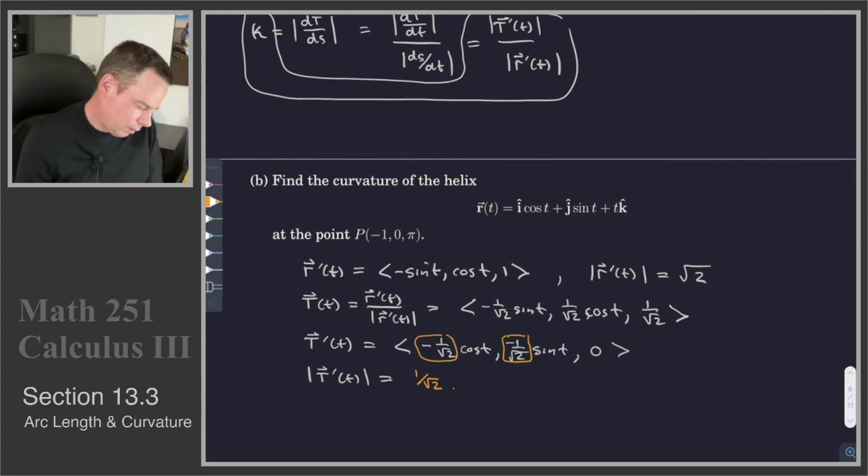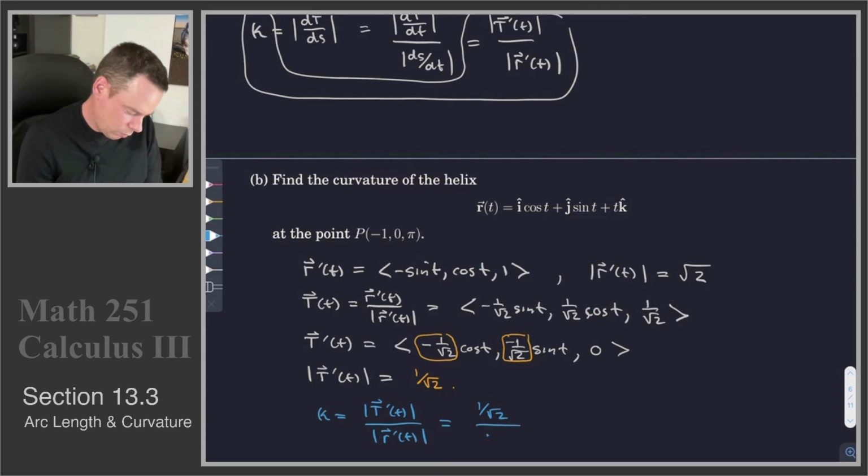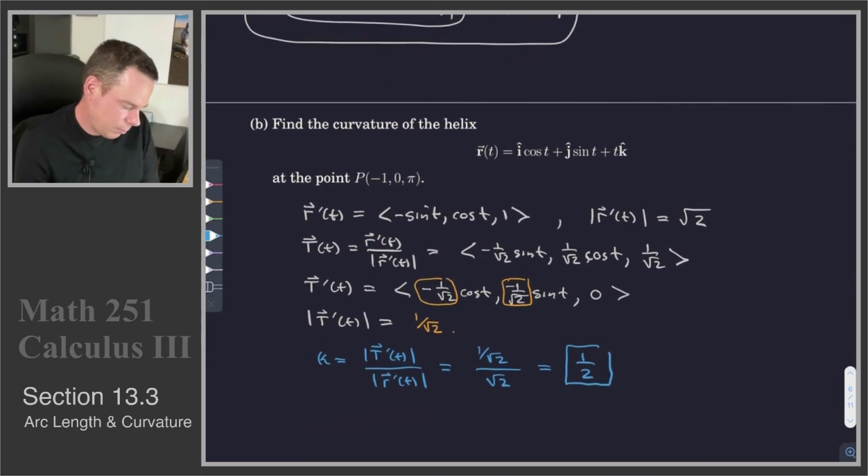So there's our length. And then finally we can go ahead and compute the curvature. The curvature is given by the magnitude of T prime of t over the magnitude of r prime of t. And we've got that that's 1 over root 2 over a root 2, or a half. And so the curvature of the helix is a half.